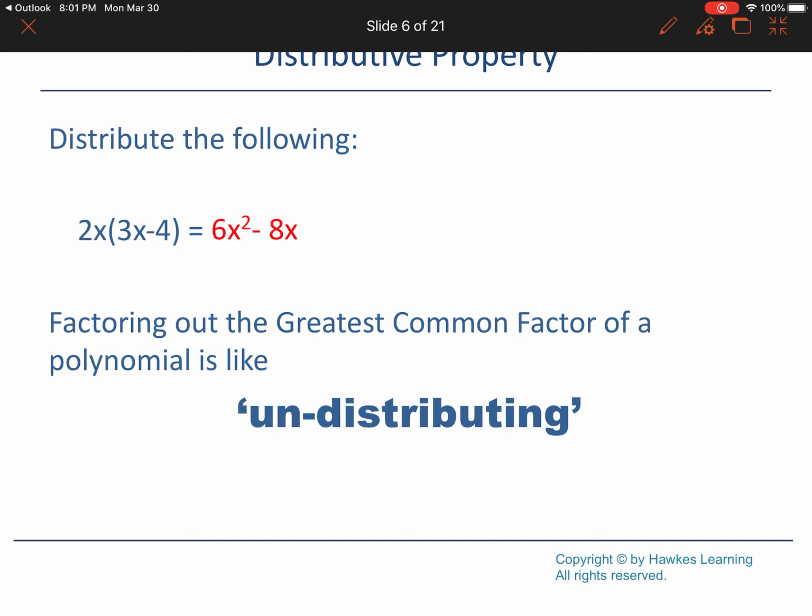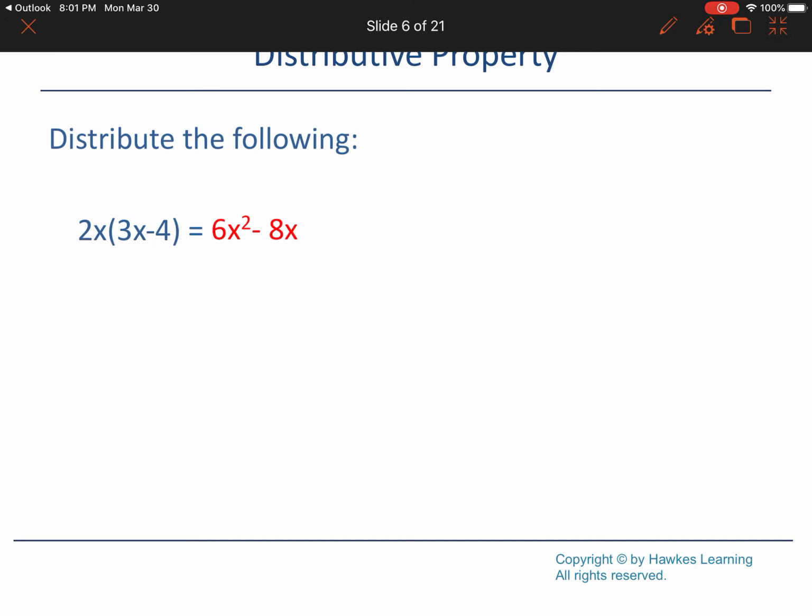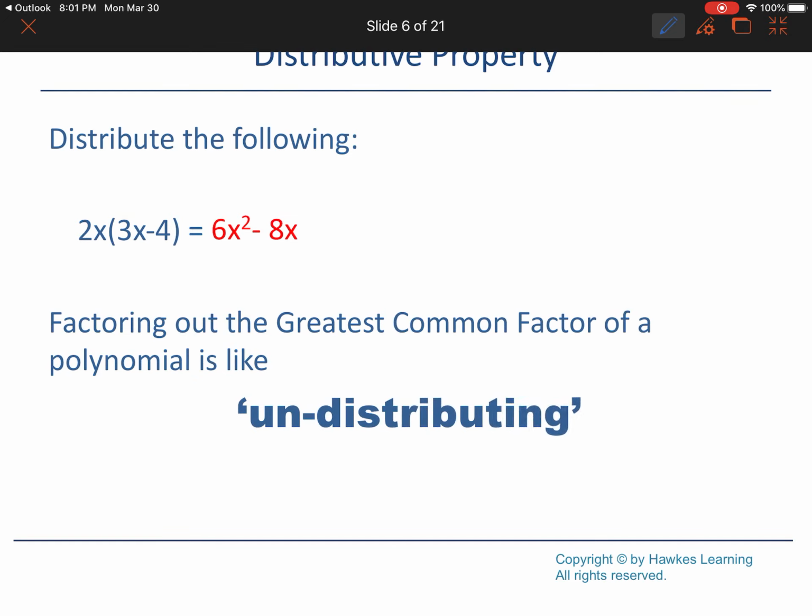But we can undistribute, right? So we have to figure out if we were going the other way. We forget this for a minute and we start with this one, because that's what we're going to do, we're going to go backwards. We start with this and we say, what is the greatest common factor that these two have in common? Well, in 6 and in 8, the common factor is a 2. So we have a 2.